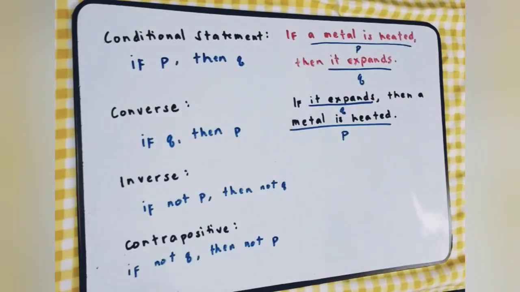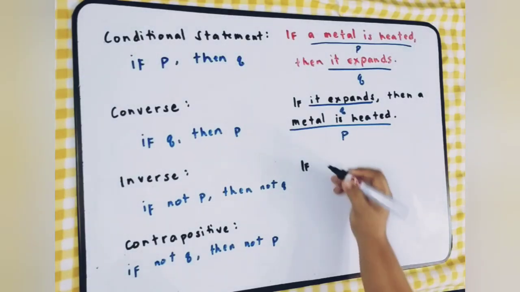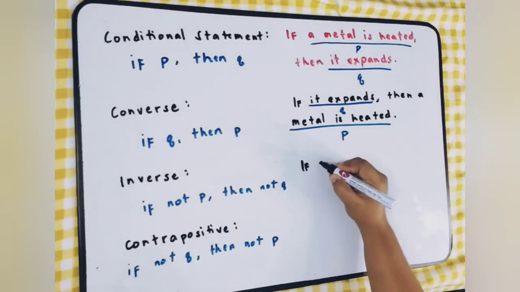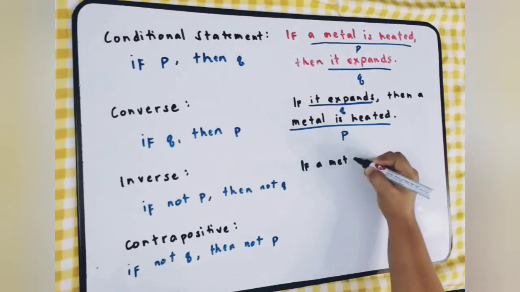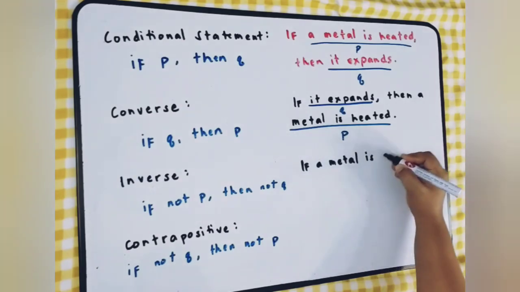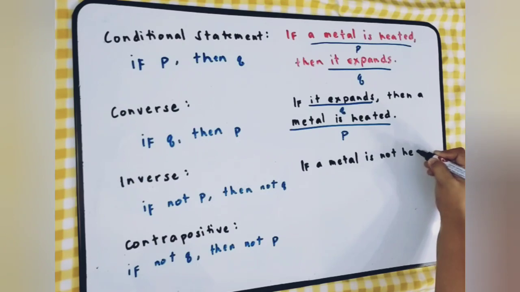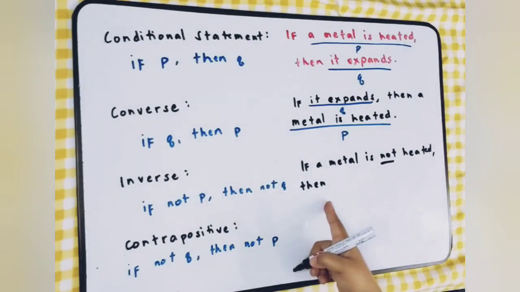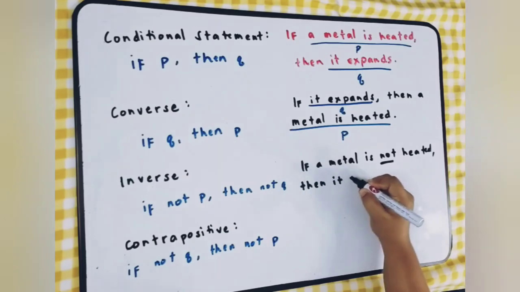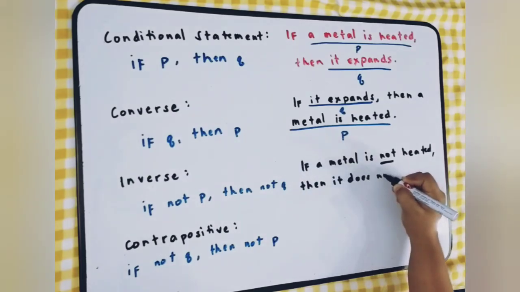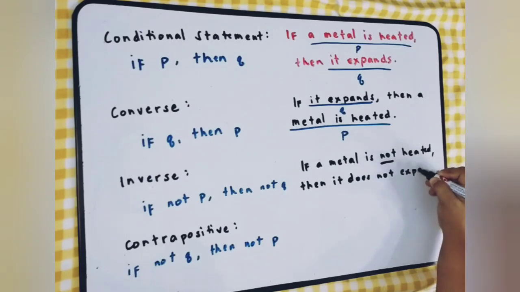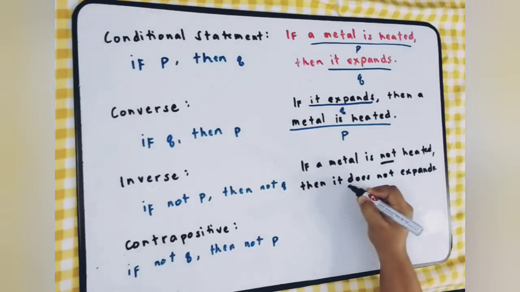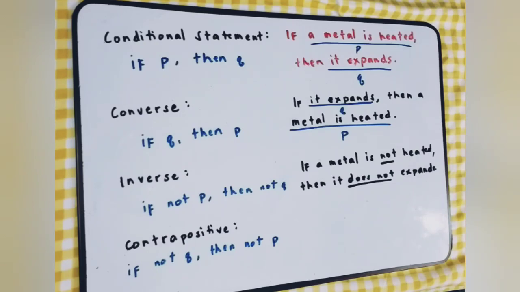So, if a metal is heated, we can write it as: if a metal is not heated, then it does not expand. That is the negation: if not P, then not Q. They are both negated.